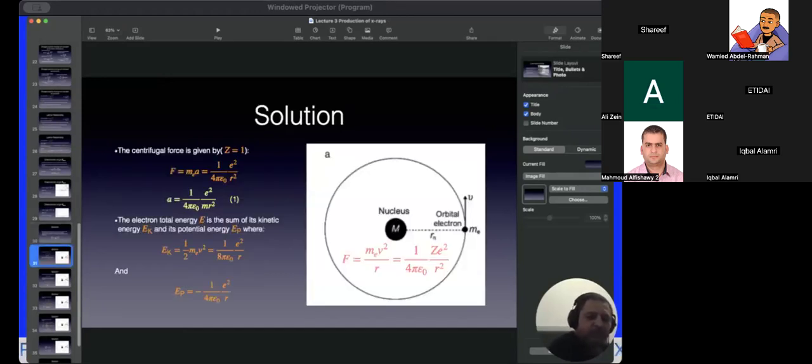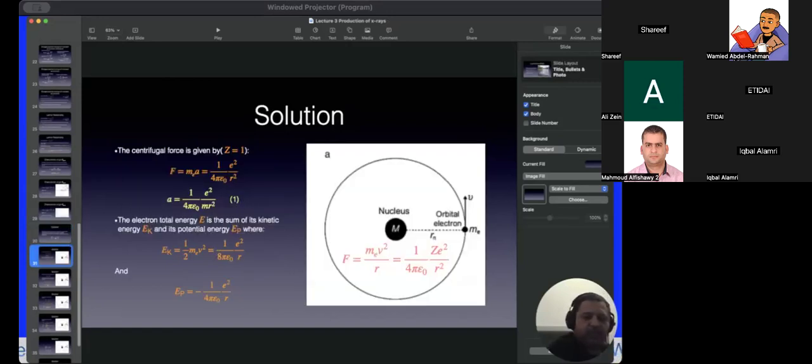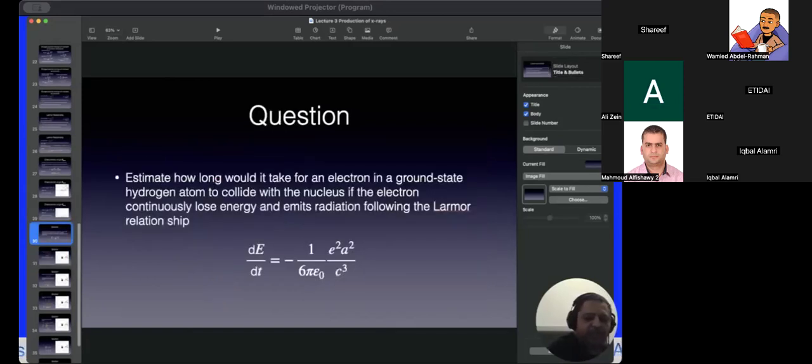So the solution: this is the Coulomb force. We're using classical formulas. The Coulomb force is given by the mass times the acceleration, and this is the magnitude of the Coulomb force between the electron and the nucleus. From this equation, we can solve for a. This is one parameter we need to get. And the total energy is the sum, because now we want to look at the rate of this changing energy.